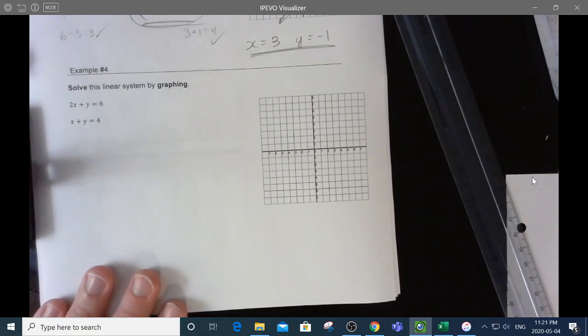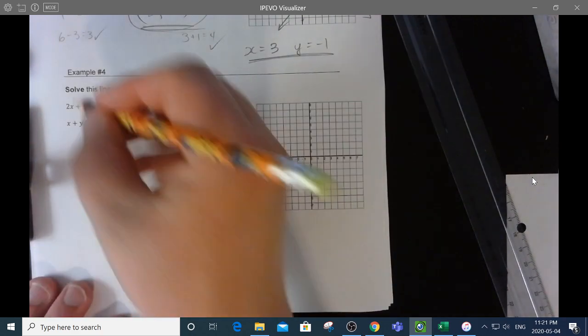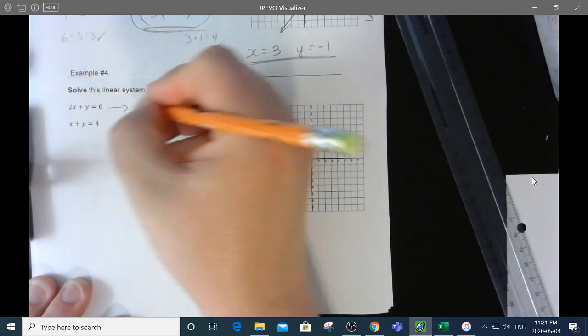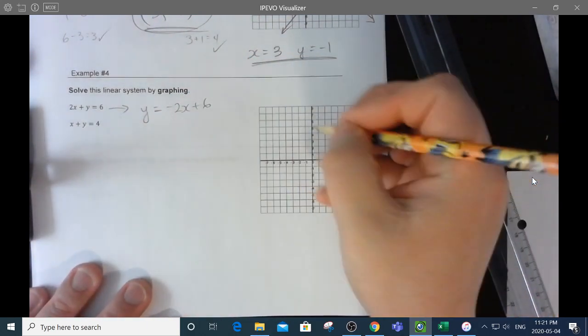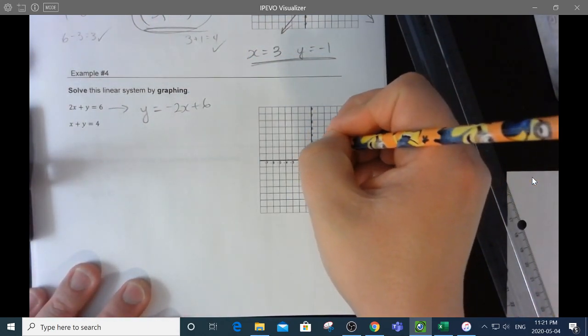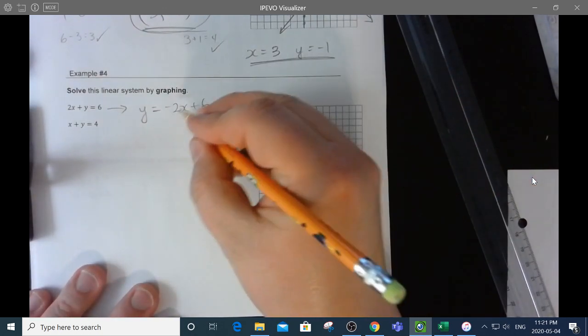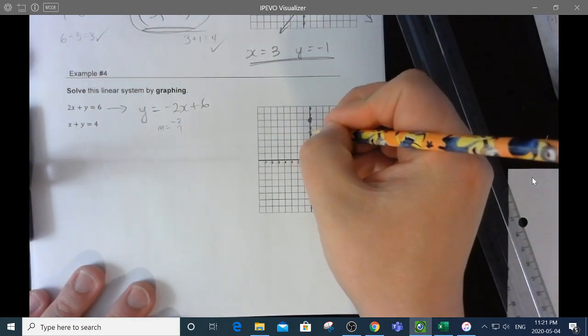All right, one more. Let's play the game again. Pause, graph, and get back to me. How'd you do? All right, I think for this guy, I'm just going to change it to y equals mx plus b. It's a simple move. I just got to move the 2 over. So start at 6. 1, 2, 3, 4, 5, 6. Y-intercept of 6. And then my slope here is, of course, negative 2 over 1, right? So I go down 2 over 1.